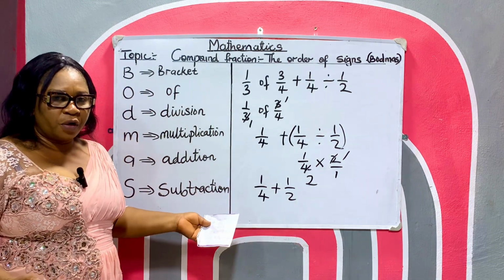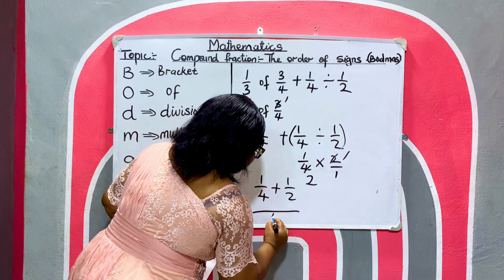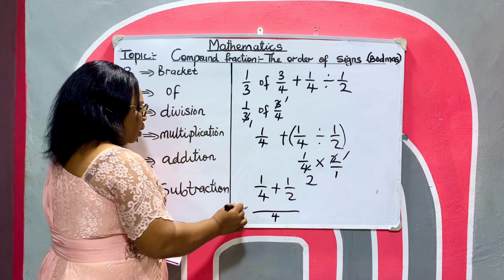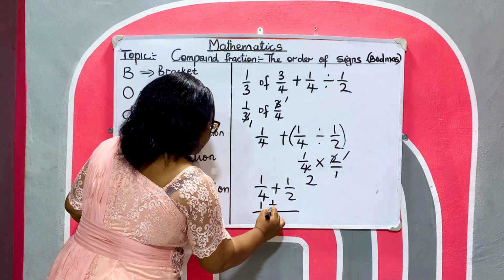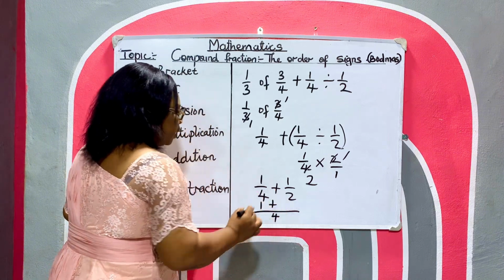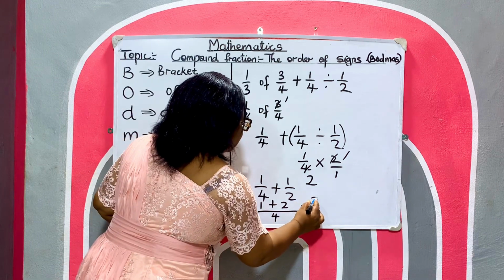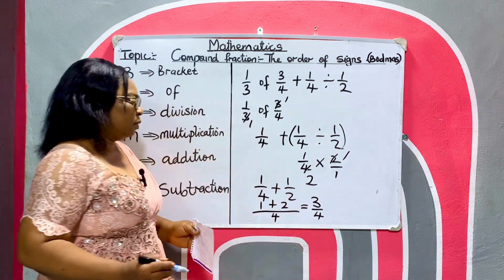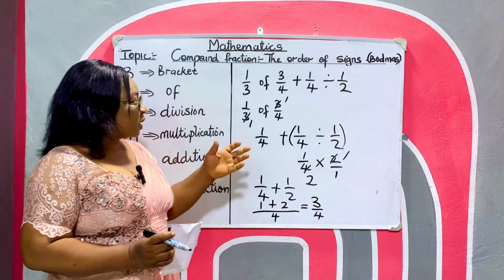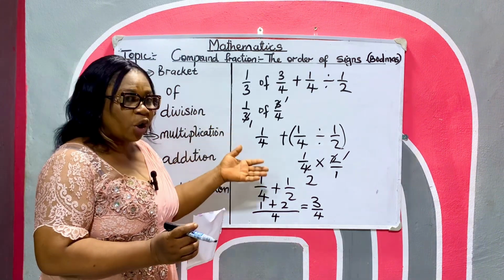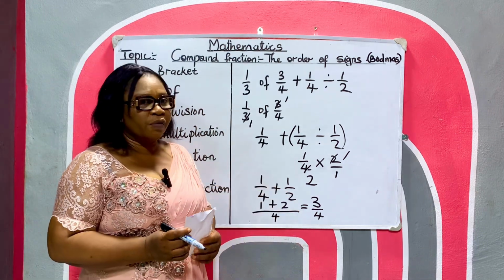Here, I look for the LCM. Automatically, the LCM is 4. Good. 4 divide itself 1. 1 times 2, 1. 4 divide 2 will give me 2. 2 times 1, 2. And what do I have? 3 over 4. That's the answer. See, I've taken it gradually in order. We call it order of operation. And I've gotten the answer 3 over 4.